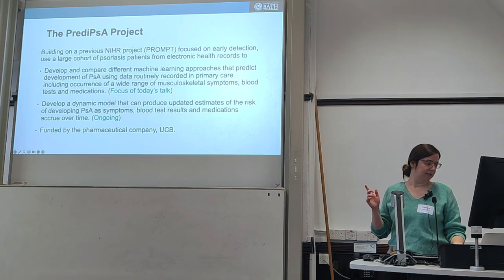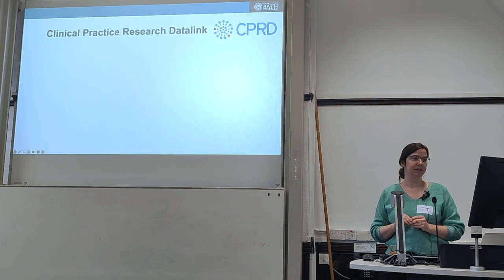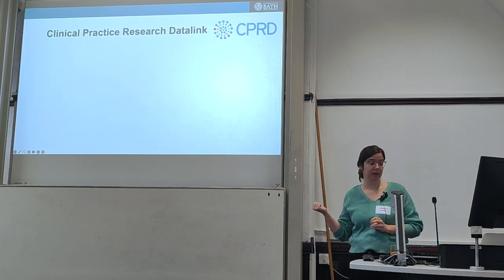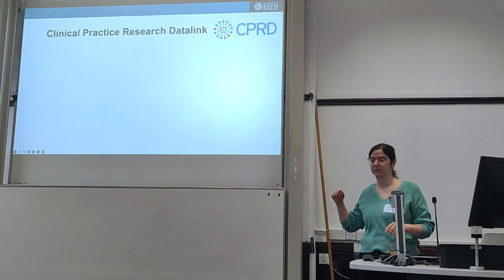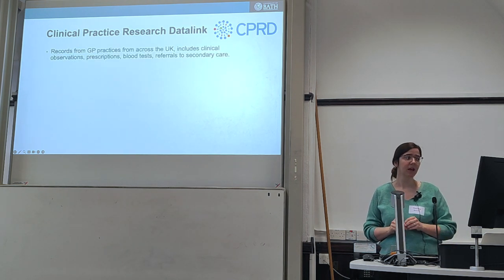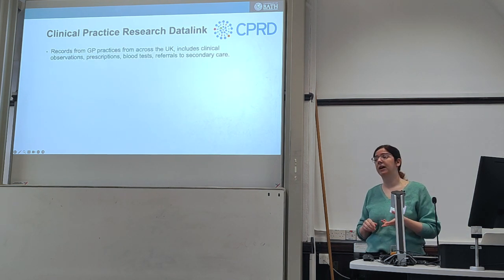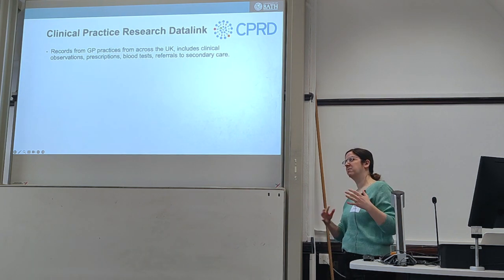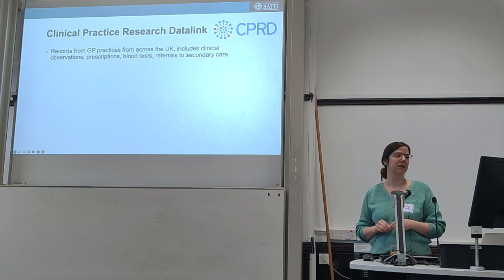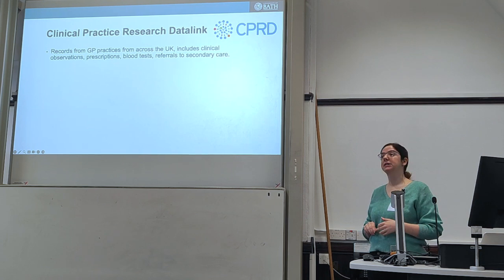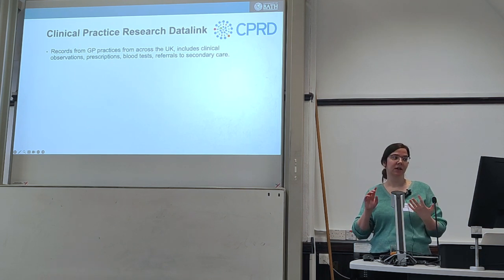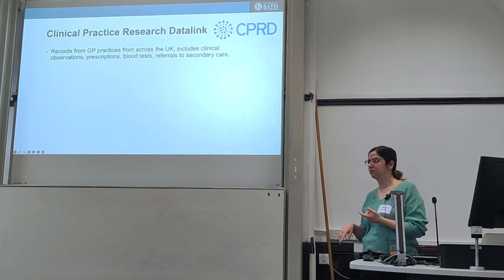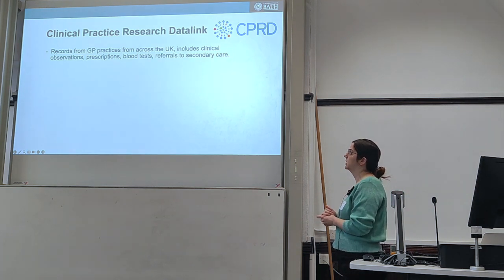Okay, so what is this large-scale electronic health records database? So we're going to use the CPRD, which stands for Clinical Practice Research Datalink. The CPRD contains records from a large number of GP practices spread across the UK, although probably overly focused in England in a relative sense. And it contains clinical observations, prescriptions, blood tests, referrals to secondary care, and some other things.